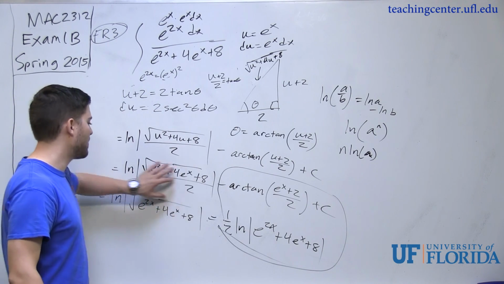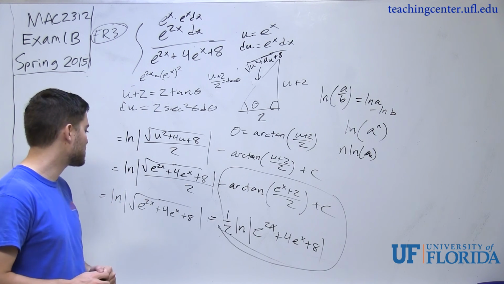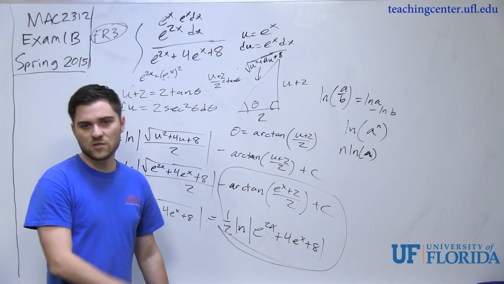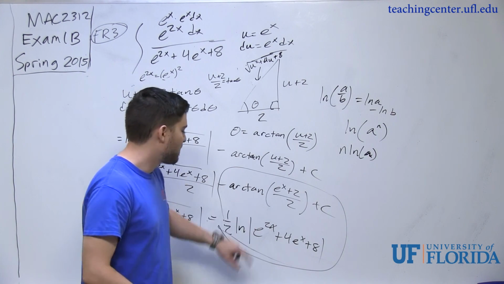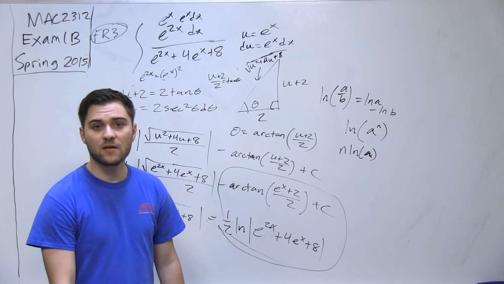But again, what we had before with this natural log of square root of e to the 2x plus 4e to the x plus 8, over 2, is perfectly acceptable, and you would still get full credit if you left it like that. And that leaves us with the final answer to free response number 3 and the end of the exam.